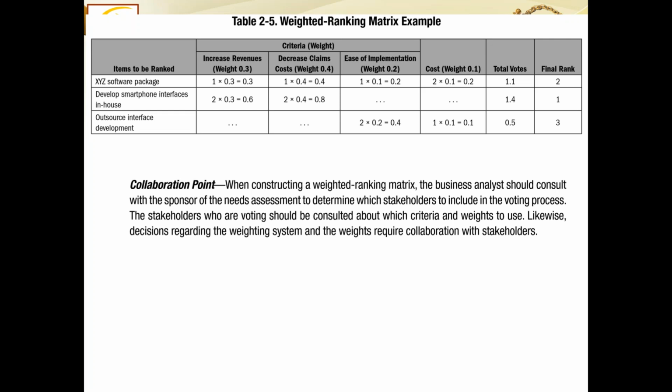So the collaboration point here is, when constructing a weighted ranking matrix, the business analyst should consult with the sponsor of the needs assessment to determine which stakeholders to include in the voting process, and naturally also how many votes to be allocated to each of those stakeholders. Naturally, we said that anyone who is more important gets more votes. The stakeholders who are voting should be consulted about which criteria or weights to use. So before you set up the rule, set up the criteria and weightages, you must consult with the stakeholders, and it should be a consensus how it should be calculated. Likewise, decisions regarding the weighting system and the weights require collaboration with the stakeholders.